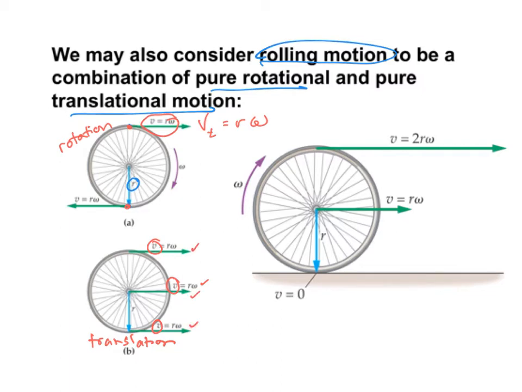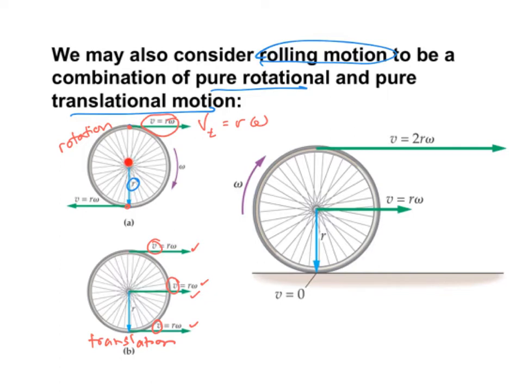Every point on that wheel is moving at the same speed. In the rotational motion, as this thing rotates clockwise, a point at the top is moving to the right, a point at the bottom is moving to the left at that instant in time. The only point that's not rotating is a point that's perfectly on the axis right there.